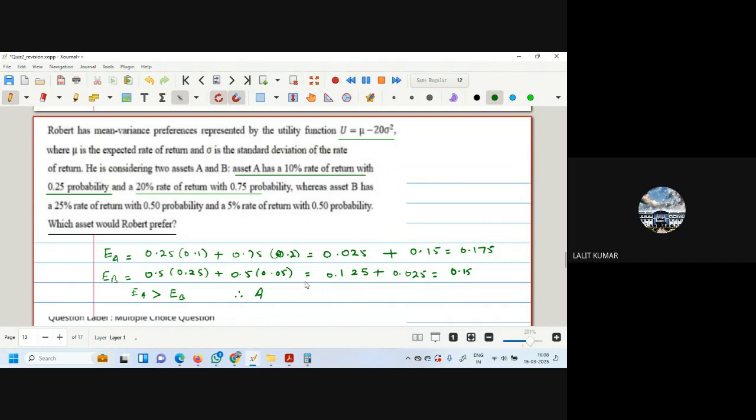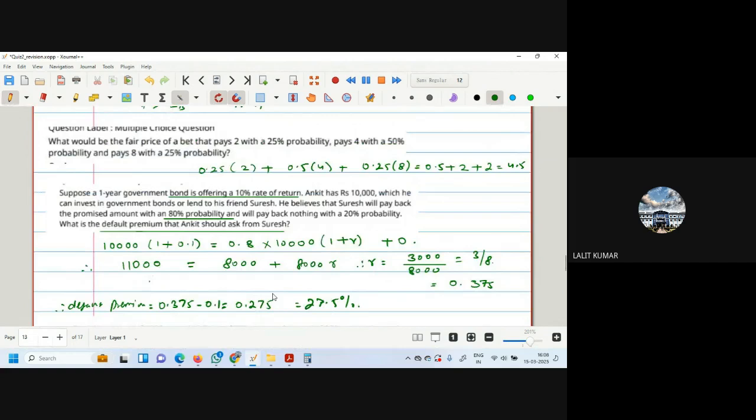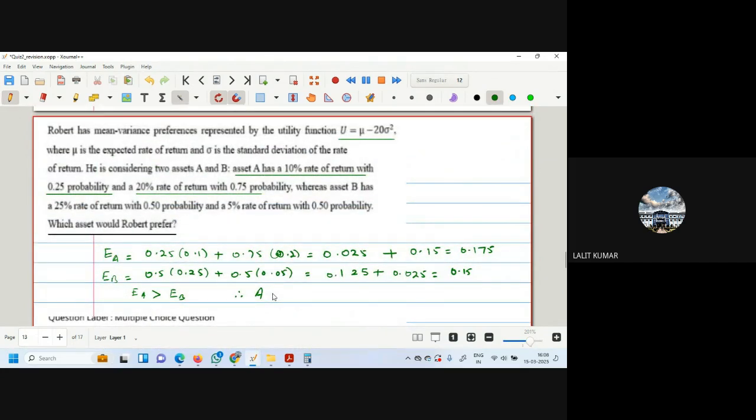Okay. So this is the first question. Is this a PYQ or is this GA? Let it be anything. Robert has a mean variance preference represented by the utility function given here. He is considering two assets A and B. Asset A has a 10% return with 0.25 probability and a 20% rate of return with 0.75 probability, whereas asset B has a 25% rate of return with 0.50 probability and a 5% return with 0.50 probability. Which asset would Robert prefer?